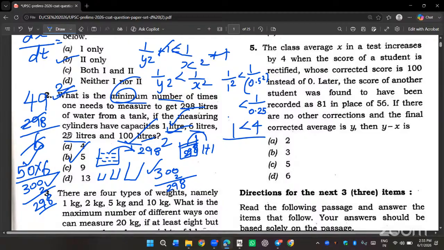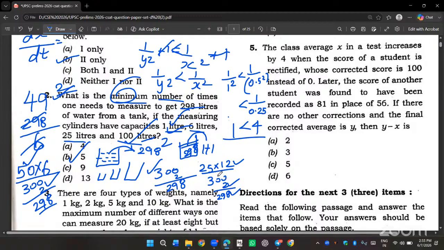Similarly, I can take the 25 liter cylinder 12 times. So I get 300 liters. I take out 2 liters. So I get 298 liters of water. So 12 plus 2, 14 times.